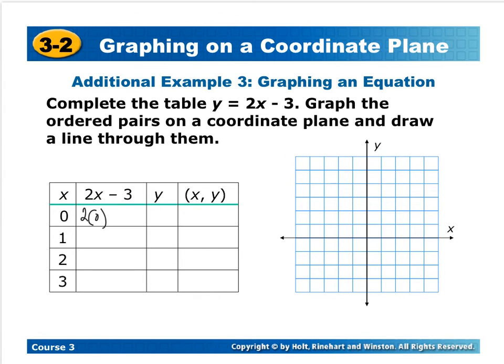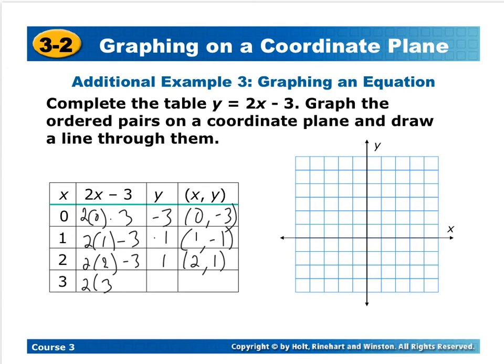So 2 times 0 minus 3 is 0 minus 3, or negative 3. So our ordered pair is (0, -3). And then we have 2 times 1 minus 3, which is 2 minus 3, or negative 1. Then we have 2 times 2, which is 4, minus 3 is 1. And then we have 2 times 3, which is 6, minus 3 is 3.